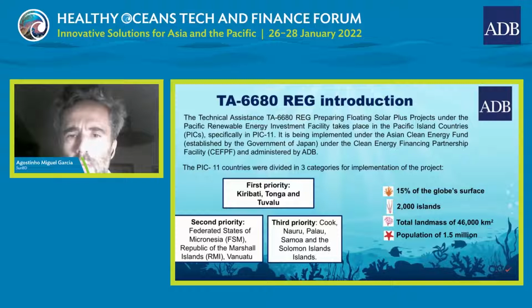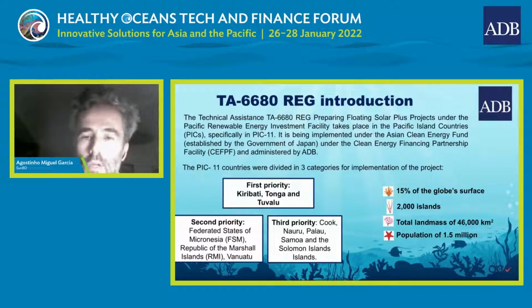So all of them have been ranked in priorities in terms of development. And these countries represent around 15% of the globe space, 2,000 islands, a quite substantial total land mass, and a population of 1.5 million. So that is why maybe the attention is not there, just not a lot of people.